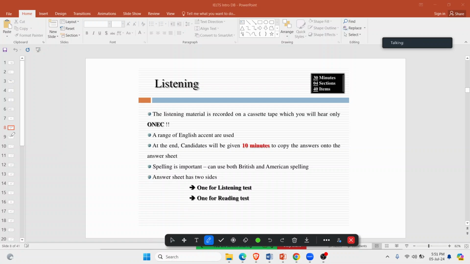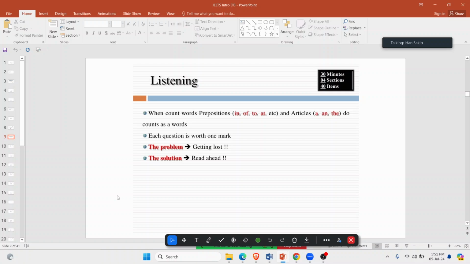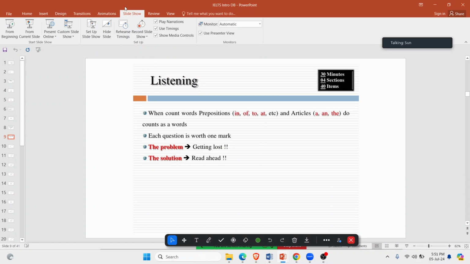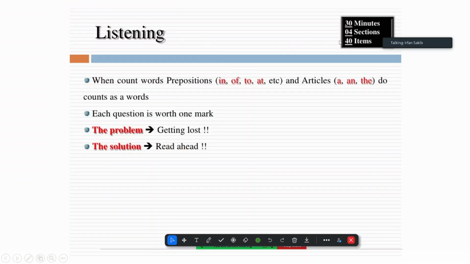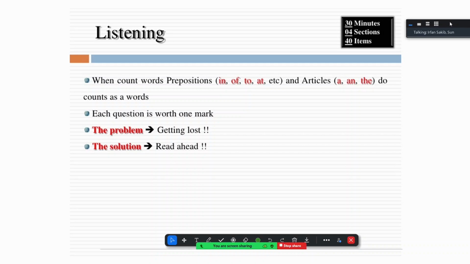Now, in listening, can you tell me what's the total time, how many sections and how many questions? You said there are 40 questions, right? Yeah, 40 questions. And how many sections? Four sections. That's great. The total time for digital, or computer based, will be around 22 to 23 minutes. But for paper based, 30 minutes.